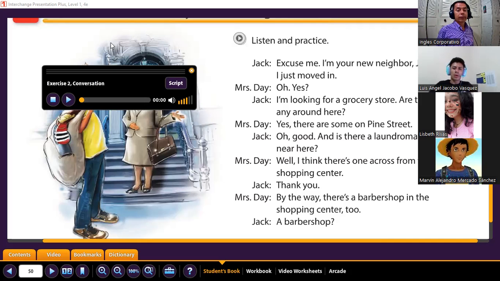Okay. I'm looking for a grocery store. Are there any around here? Yes, there are some on Pine Street. Pine Street. Oh, good. And is there a laundromat near here? Well, I think there's one across from the shopping center. Thank you. By the way, there's a barbershop in the shopping center too. A barbershop? Okay, thank you very much. Let me see. And the last one, Veronica, right?